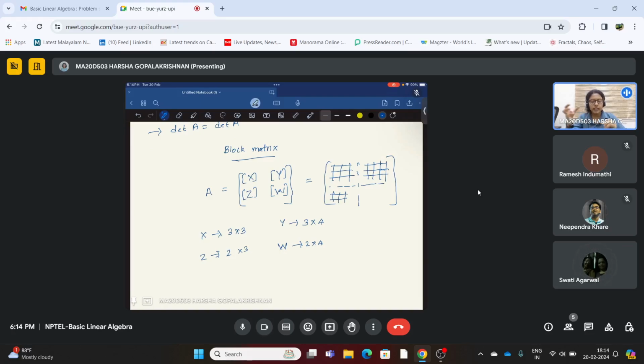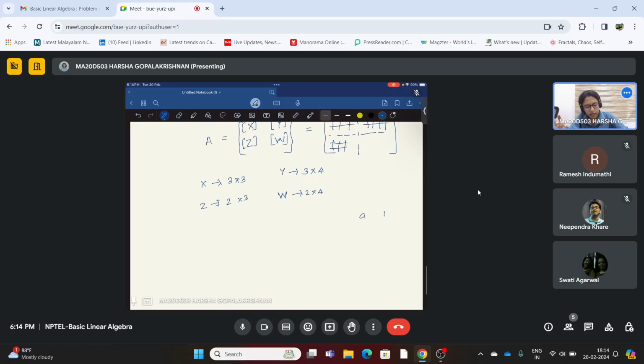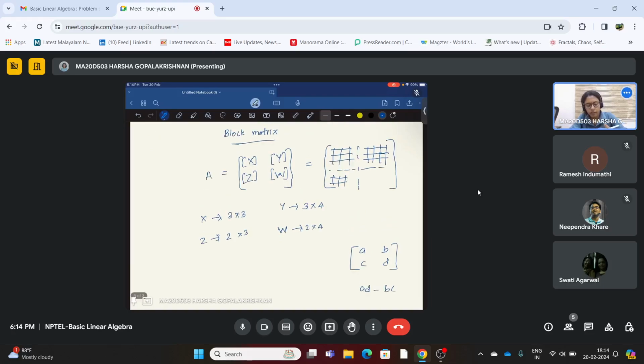In general, if we have a matrix with entries A, B, C, D, the determinant is AD minus BC. But in general we cannot say that the determinant of the block matrix A is the determinant of X times the determinant of W minus the determinant of Z times the determinant of Y, that is, XW equal to ZY. We cannot say that. There can be cases where it is true, and some cases where it need not be true.